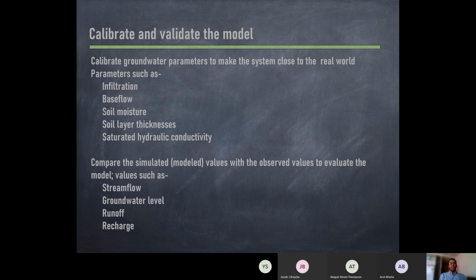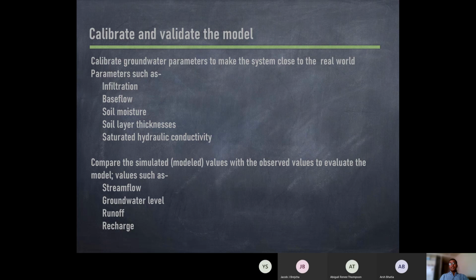Okay, it looked good. Your groundwater level matches the observational data, that's fine. Then what you need to do with the same parameters, you are not changing the values anymore. With the same parameters, the same values, you run the model for a different time frame, say from 2011 to 2020, and if that looks good, this process is called validating your model.